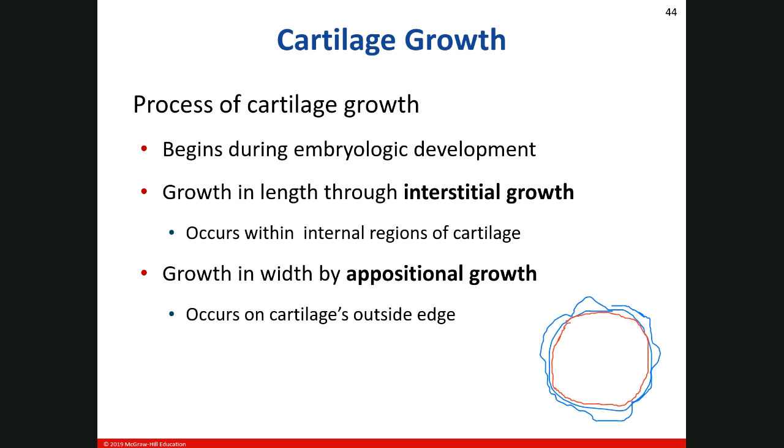Okay, any questions so far? We good with appositional and interstitial? Appositional: width, getting wider. Interstitial: length. One's inside, one's outside. Interstitial's inside, that's internal. Appositional's outside. So let's talk about the first type of growth, and that's going to be the interstitial growth.